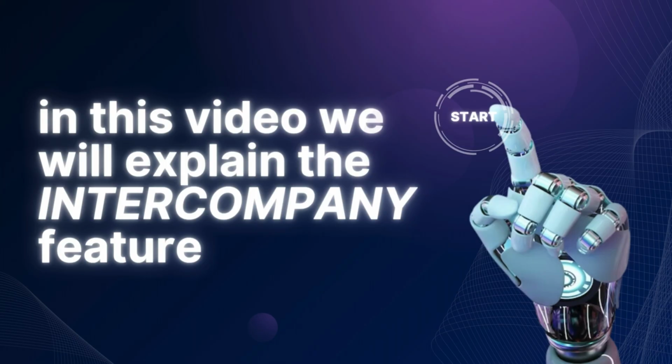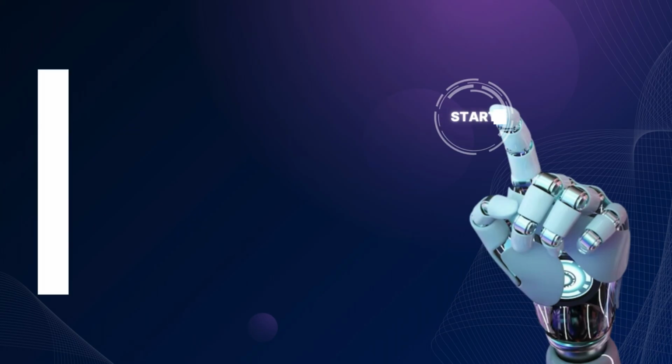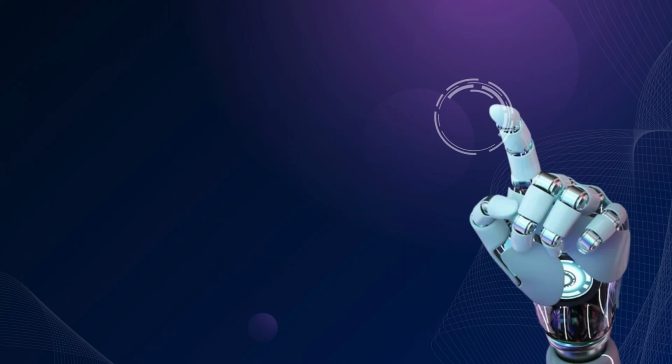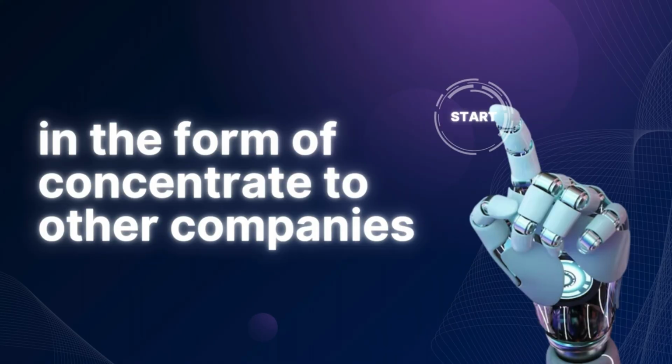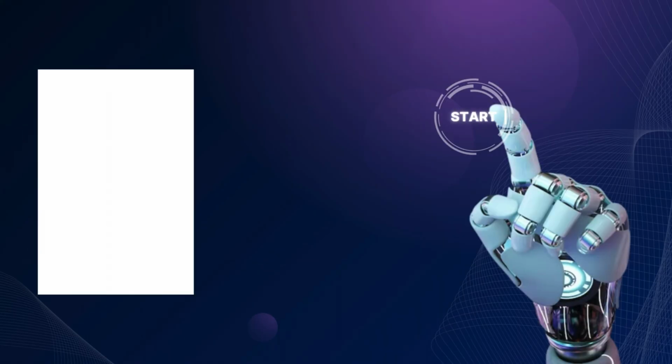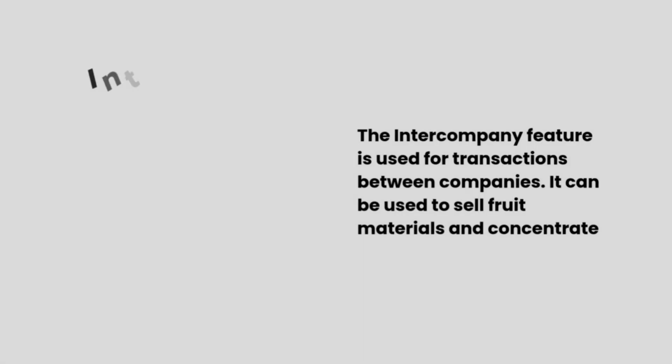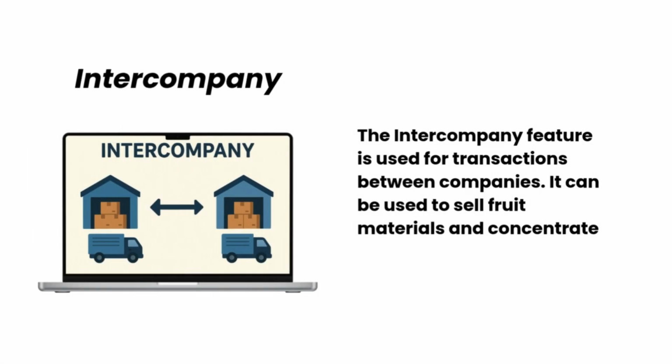In this video, we will explain the intercompany feature. This feature helps you sell raw materials or semi-finished goods in the form of concentrate to other companies. You can also negotiate the selling price with other companies. The intercompany feature is primarily used for transactions between different companies. Through this feature, you can sell materials in the form of both fruit and concentrate.